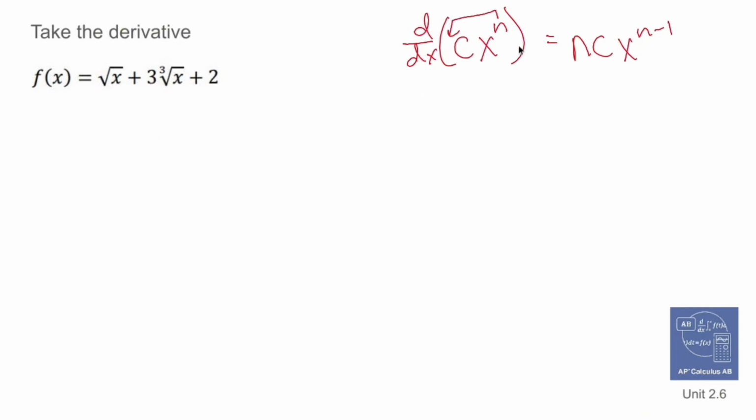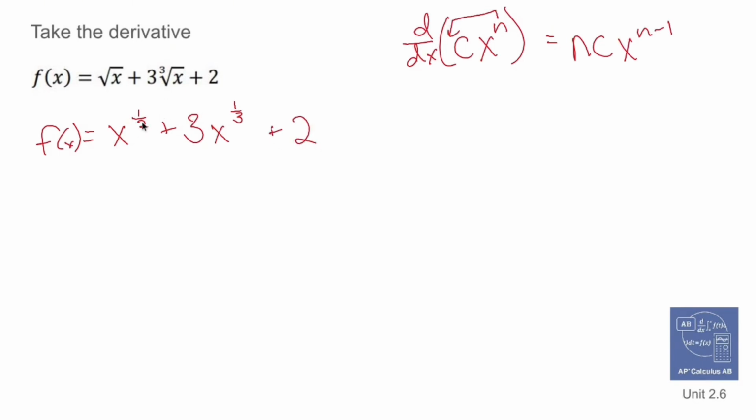That doesn't really look like that, though. If you're like, well, what about square roots? What do I do? It's an easy fix. What we're going to do is change the square root of x into x to the 1/2. Okay? 3 is going to stay 3. We're going to take the cube root of x and turn that into x to the 1/3, and 2 stays 2.